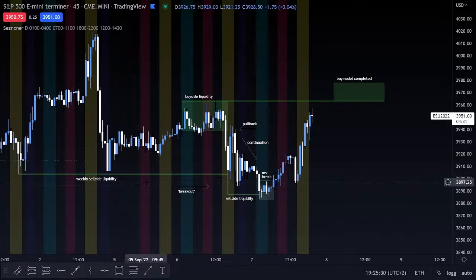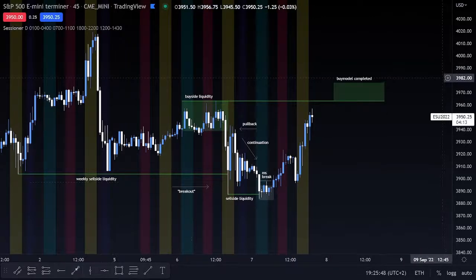So sell side liquidity is swept. In my previous video from yesterday, I went long here and was aiming for this high here. This fair value gap here explains the reason why price reversed here. So easy to say afterwards, but hey, I'm not gonna be perfect.